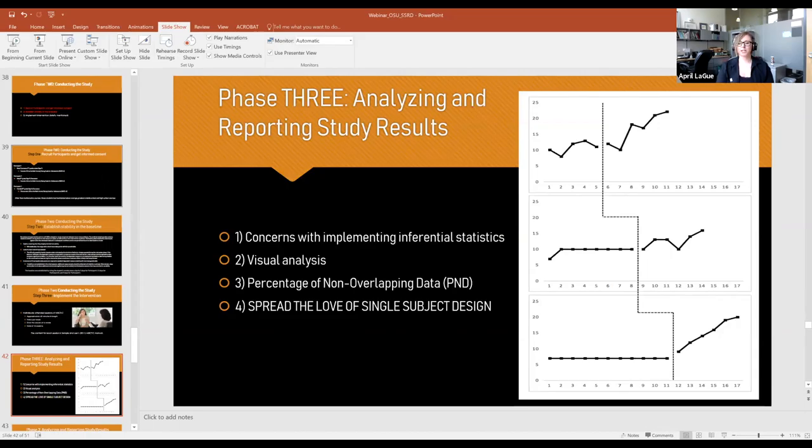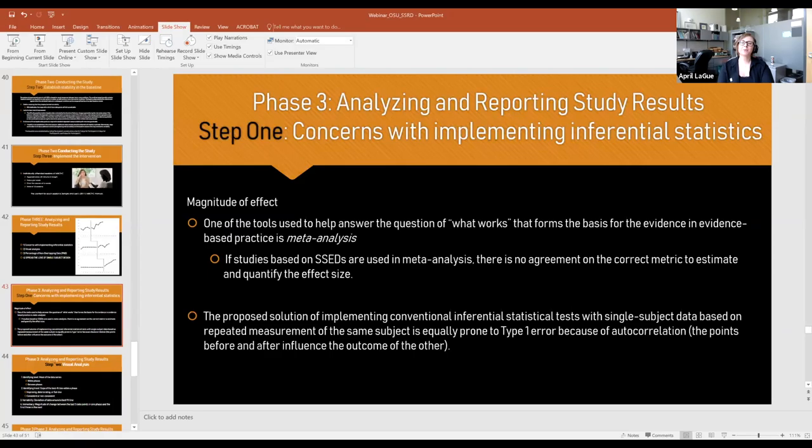Analyzing the study. We're going to talk a little bit about concerns with implementing inferential statistics, visual analysis, percentage of overlapping data, and then spreading the love of single subject design. Everyone's question is, typically, when you talk about single subject research design, how do I analyze that with a statistical method? Well, there are a couple of messy answers to that. One of the tools that usually helps us look at what works in the field is meta-analysis, right? We read a lot of meta-analyses: there were these 50 studies and they talked about this, this, and this. So a lot of what works in the field adds to our evidence base. The issue with single subject research design is there's not typically an agreed metric or effect size calculation.